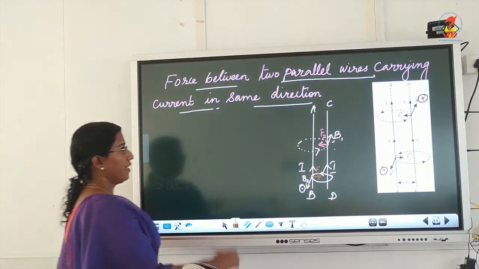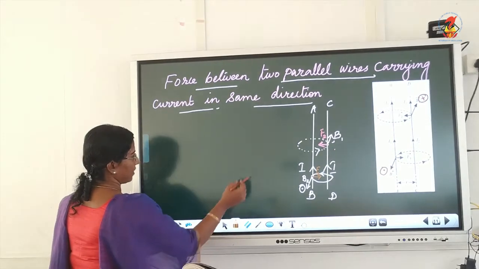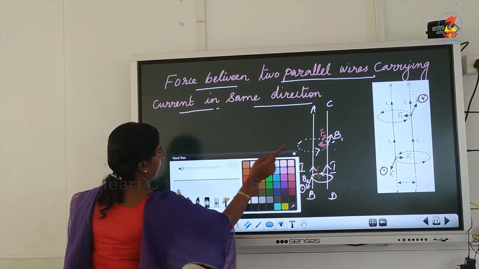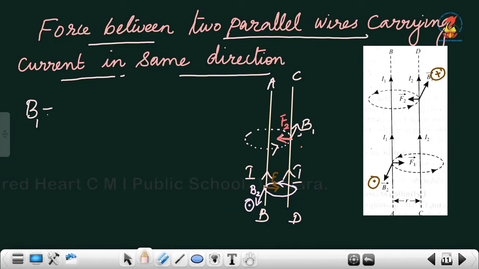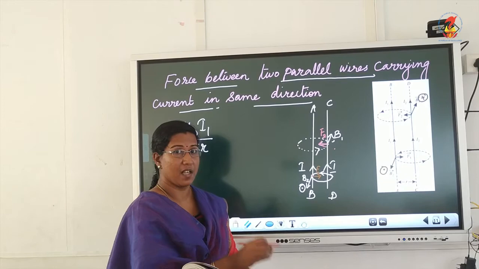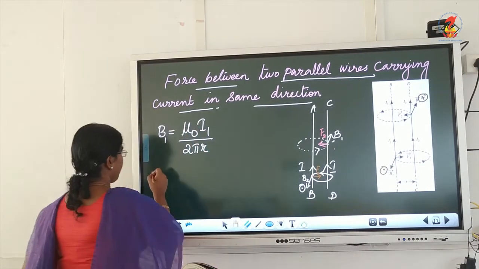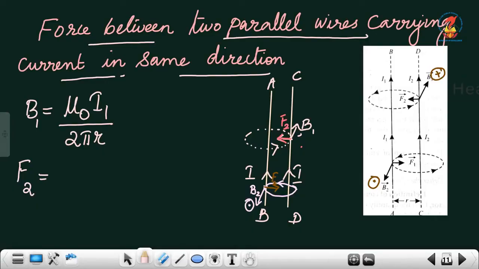Okay. So the field produced by the first conductor B1 is equal to mu 0 I1 divided by 2 pi r, where r is the distance between the conductors. Now in the presence of this field, we have kept the second conductor, so it will experience a force given by F2 is equal to ILB sin theta. That is the expression to find the force experienced by a conductor in an external magnetic field.